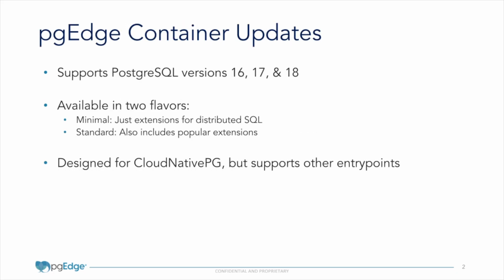The new containers, available in the pgEdge GitHub registry, are built with Postgres version 16 through 18 and are available in two flavors. Minimal contains just the extensions needed for distributed databases like Spock, Snowflake, and Lolor for large object replication. The standard images contain additional useful extensions including pgaudit, PostGIS, pgvector, pgbackrest, and Python integration. Also, while this image is designed to be used with cloud-native Postgres, it includes the standard Postgres and Patroni entry points so it can be used in different deployments.